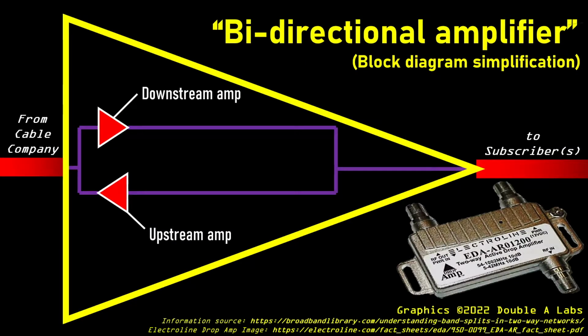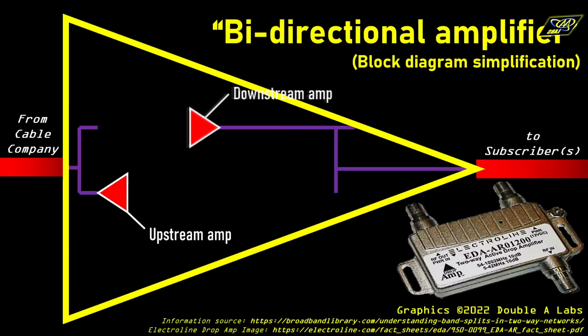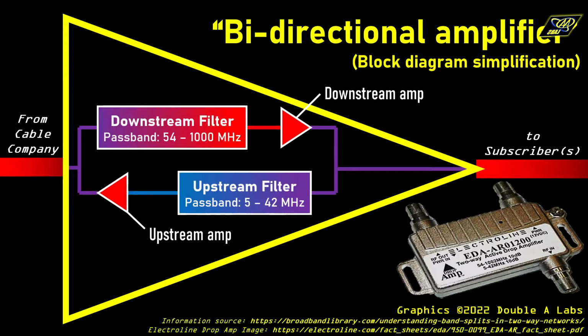The problem is, traditional amplifiers are one-way devices. If you were to place two amplifiers in this configuration without any sort of filtering, you would get a nasty feedback loop, and no data could be transmitted through the line. So the solution is to use radio frequency filters to only pass some frequencies towards the customers and only pass others back towards the cable company.